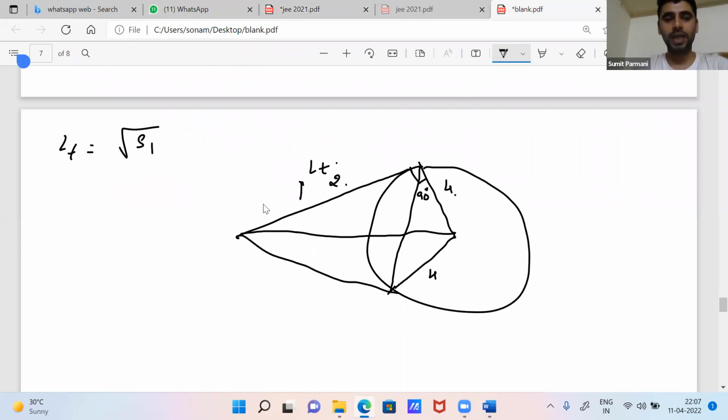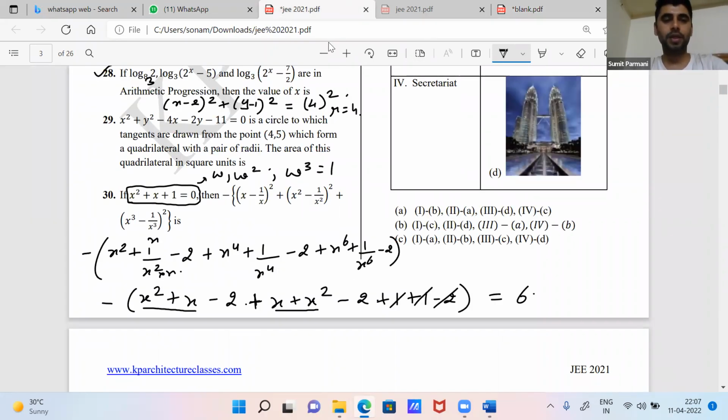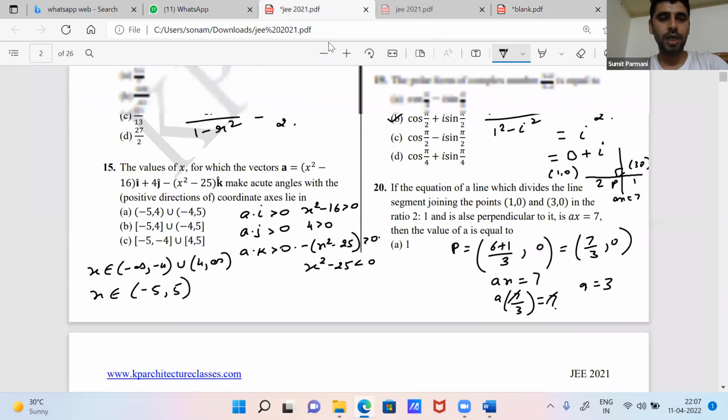So area of this triangle ABC is half of 2 into 4. This will get cancelled, so this is 4. So area of ABCD is equal to 2 into 4, which is equal to 8. So answer for this is 8. Done.